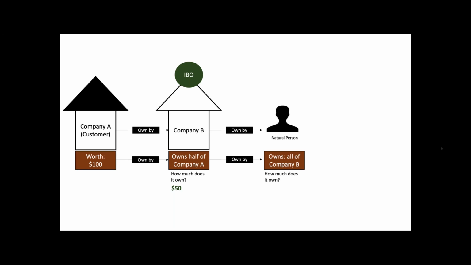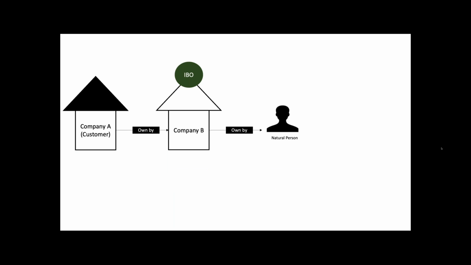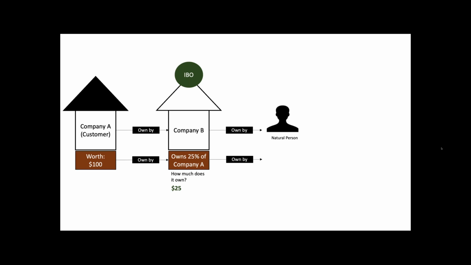$50. Absolutely. So if this entity is worth $100 and company B owns 25% of company A, how much does company B own? $25. Does everyone agree? Yes, absolutely. Now, if a natural person owns all of company B, how much does it own? $25. Absolutely, $25.